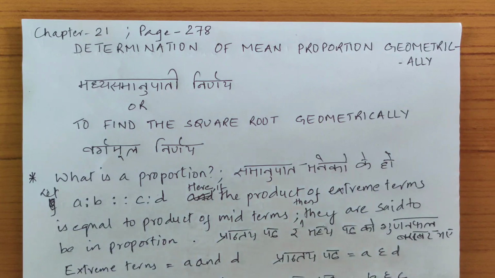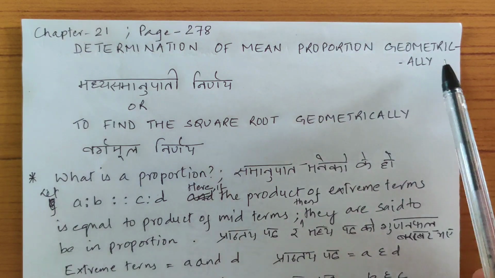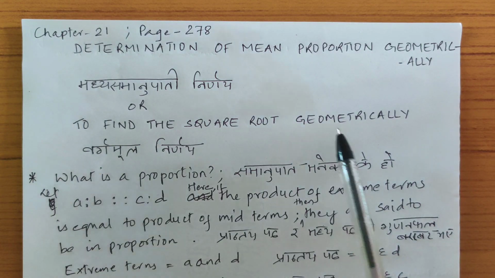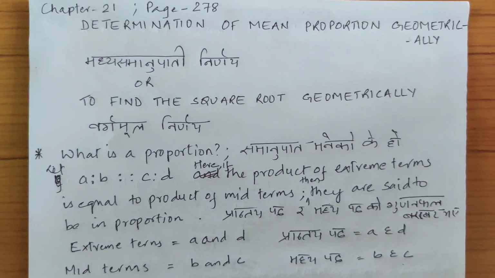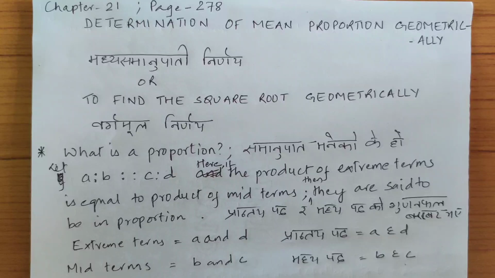In the same chapter we have another topic which is called to find the square root geometrically. So we have one method for both these conditions. So even if you have to find mean proportion geometrically or if you have to find the square root geometrically, the process is same. Okay, before we move further, let's try to understand what is a proportion.